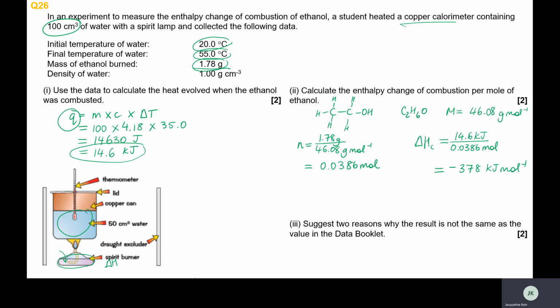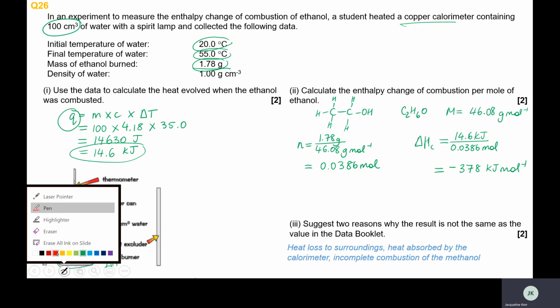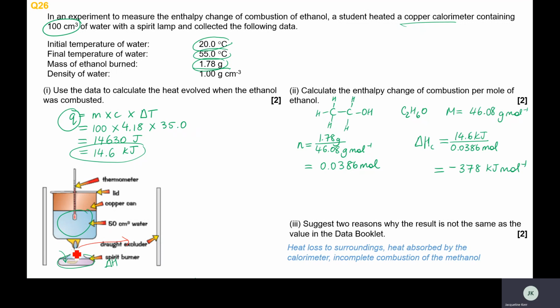But of course, it's not going to be that accurate, and they're asking you to suggest some reasons why it wouldn't be the same as the value in the data booklet. Again, here's one I've done earlier. You can have quite a lot of heat loss to the surroundings, even if you're trying to block off some drafts. You are heating the surrounding air. You can have some heat lost from warming up the actual copper calorimeter, or from the calorimeter to the surroundings. Or if you don't have the correct ratio of oxygen in here, perhaps something was blocking that, you might have some incomplete combustion. So you might not be converting it all into carbon dioxide.